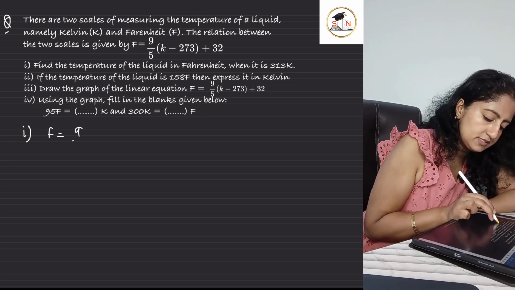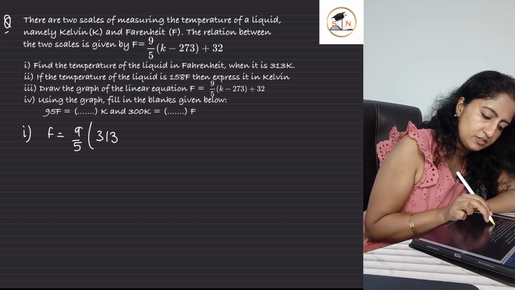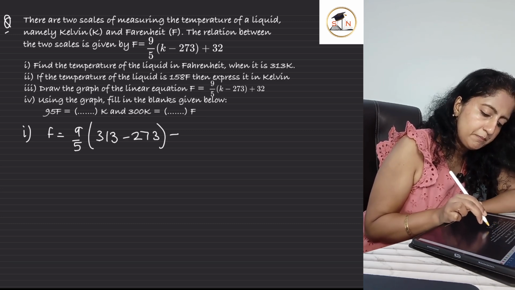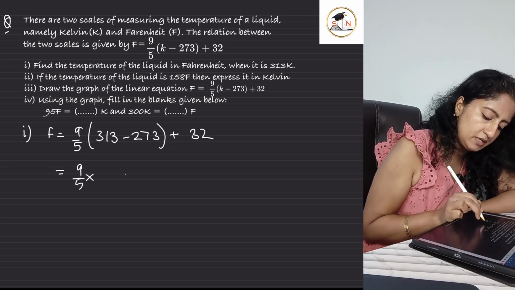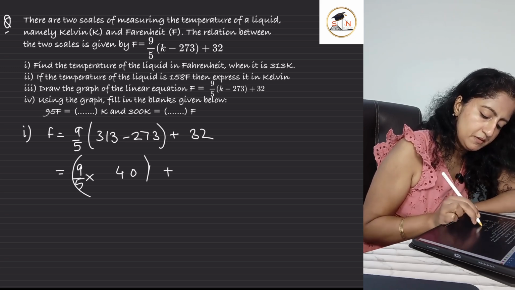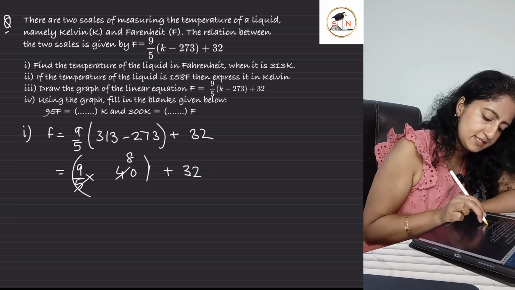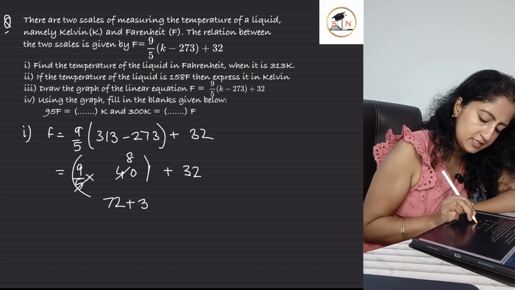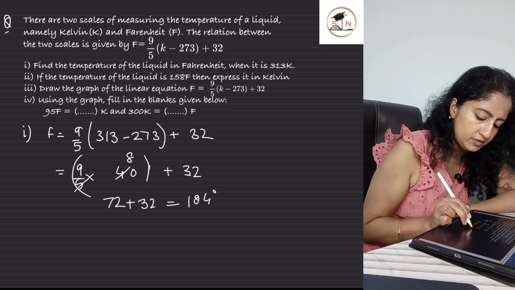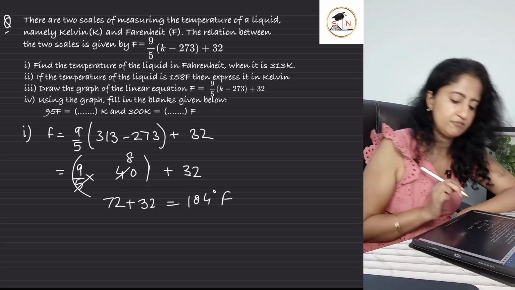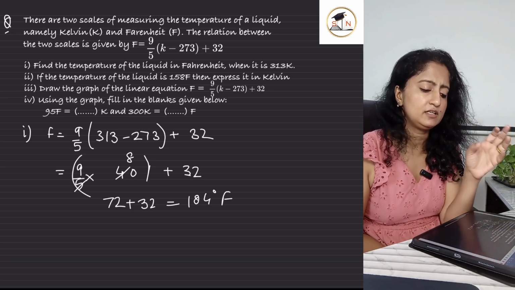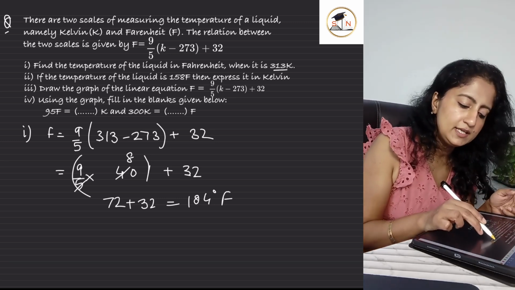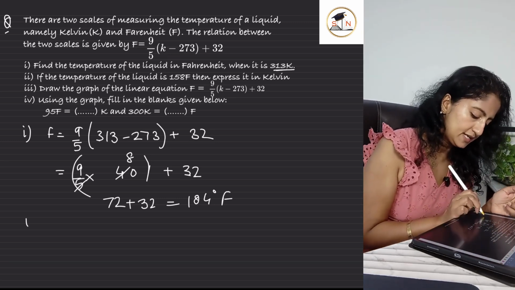So F equals 9 by 5 (313 minus 273) plus 32. This is what we get. So 9 by 5, 313 minus 273, it is 40, plus 32, right? This gives us 8, so we get 72 plus 32, and that is 104 degree Fahrenheit. We got the answer. The first answer is 104 degree Fahrenheit. What did I do? I just substituted the value of K because it was given in kelvins, right? Now, second part.